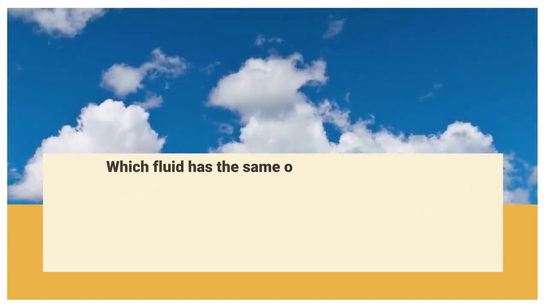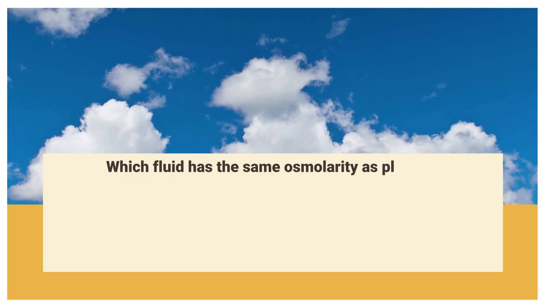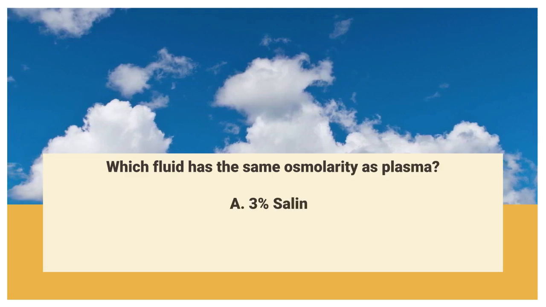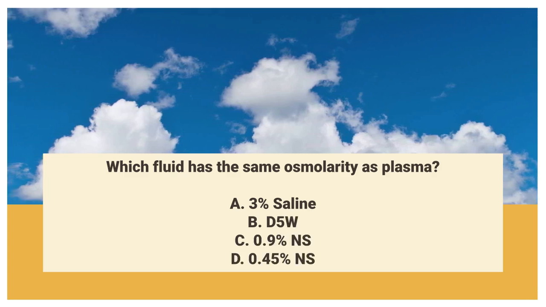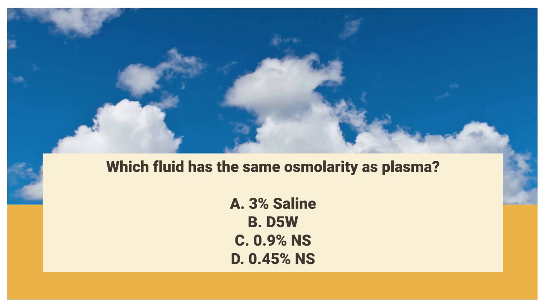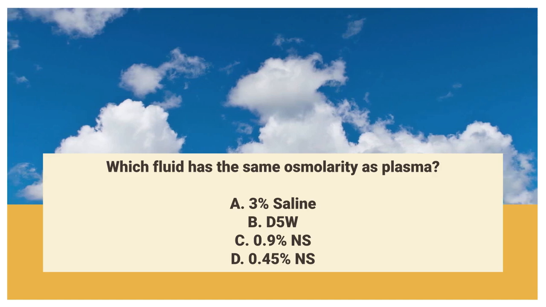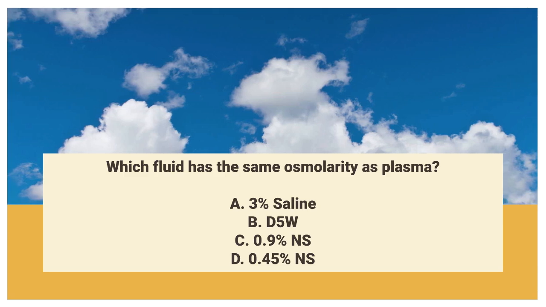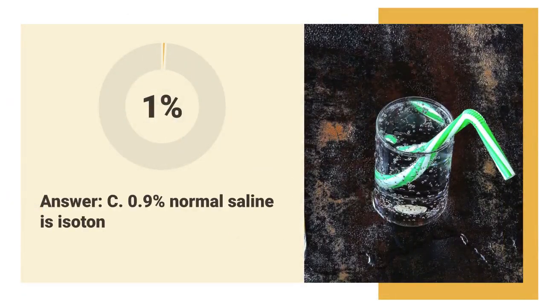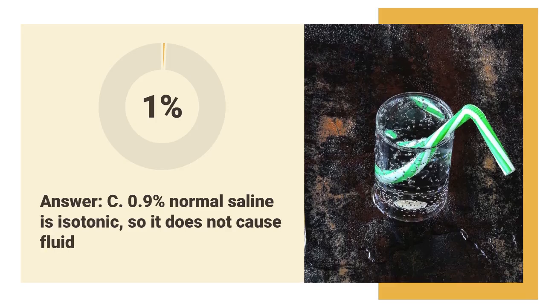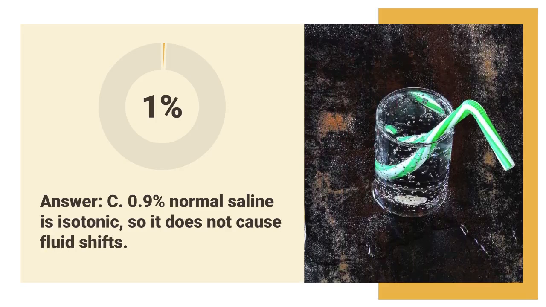Next question. Which fluid has the same osmolarity as plasma? 3% saline, D5W, 0.9 normal saline, or 0.45 normal saline? The answer here, C. 0.9 normal saline is isotonic, so it does not cause fluid shifts, and it is the same osmolarity.